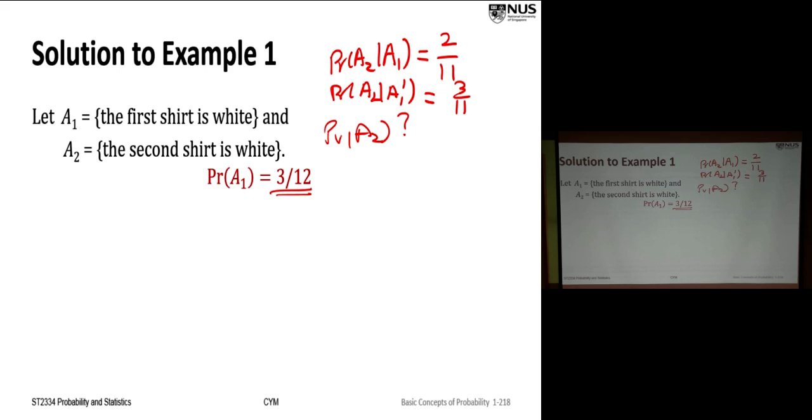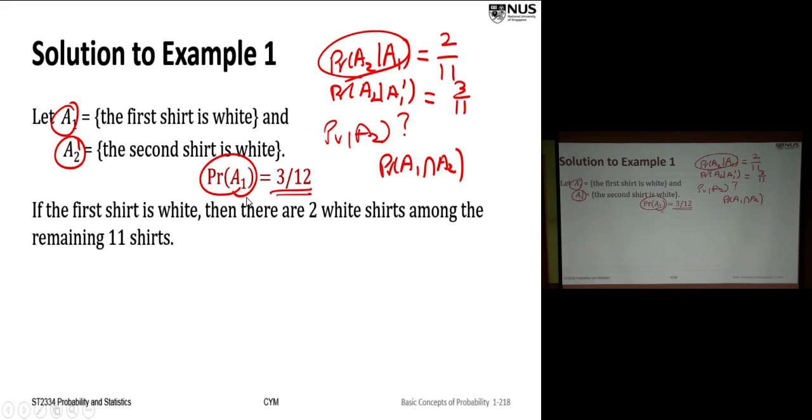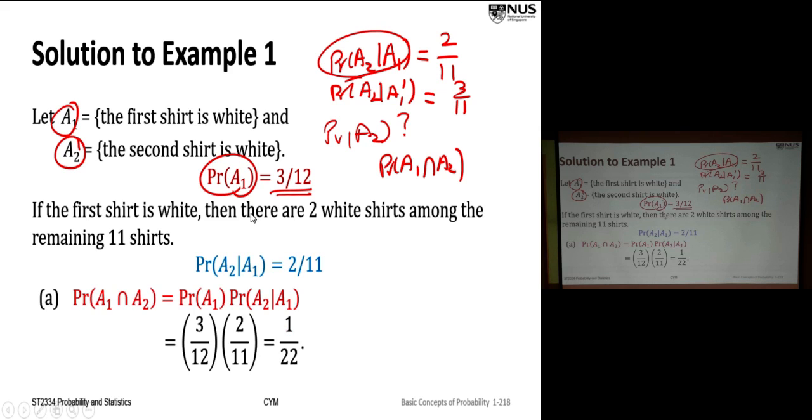Then, of course, from there we may be able to work out the probability of A2. But at this point, what we want is A1 and A2: the first shirt is white, the second shirt is white. So basically, we want A1 intersect A2, which is this one times this one. So the answer is 1 over 22. This applies the conditional or multiplication rule idea: first shirt, and then after we know the outcome of the first shirt, we try to get a white shirt.